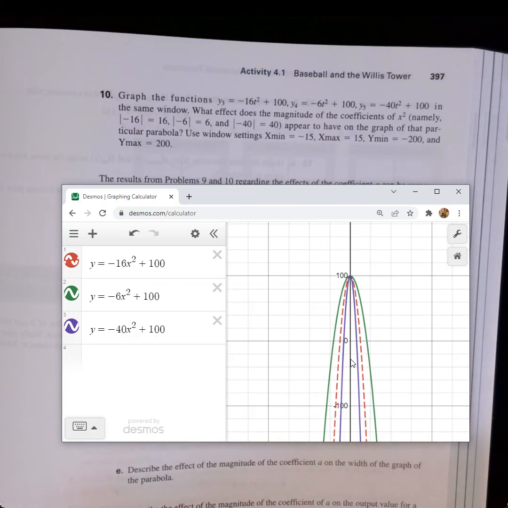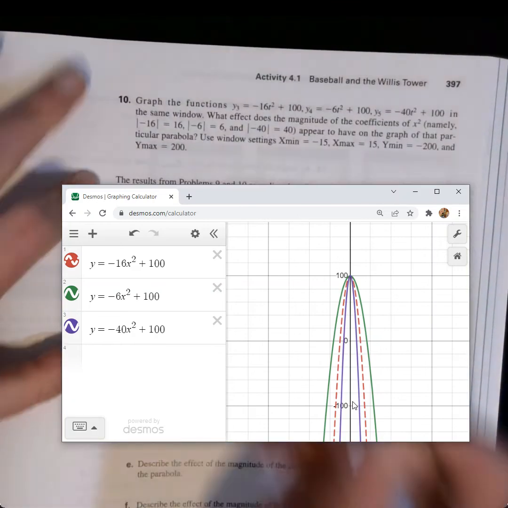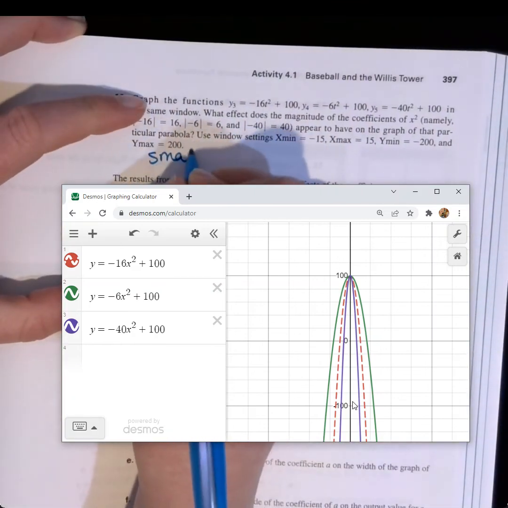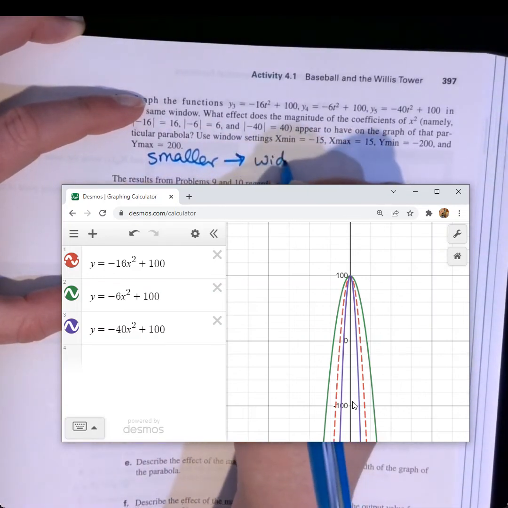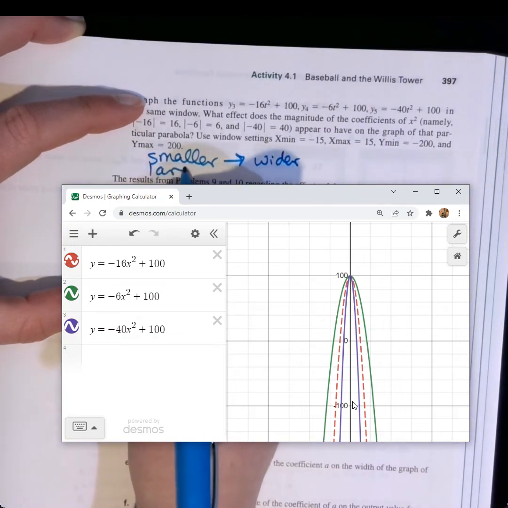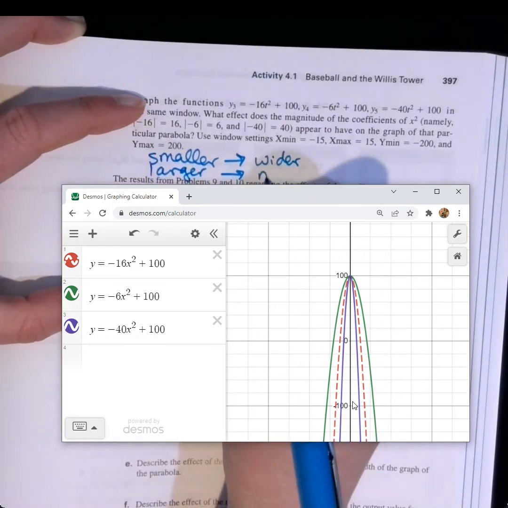What effect does the magnitude or size, the 16, so ignoring the sign, the 16, the 6, the 40, those are the magnitudes. The magnitude is just the absolute value, not the sign, appear to have in the graph? So if the magnitude got smaller from 16 to 6, it got wider. And if the magnitude got larger from 16 to 40, it got narrower. Interesting. Okay, so smaller implies that the graph gets wider, and larger implies that the graph gets narrower.